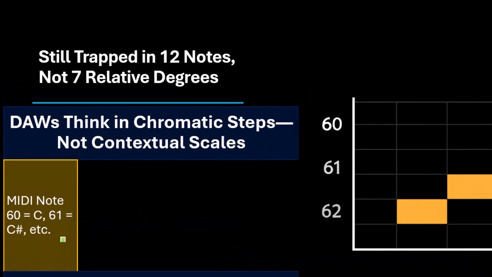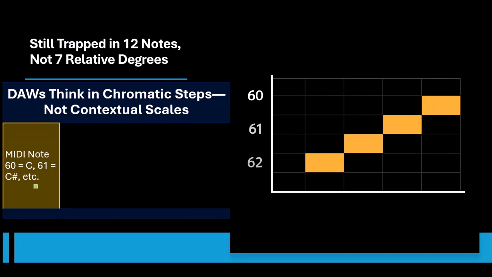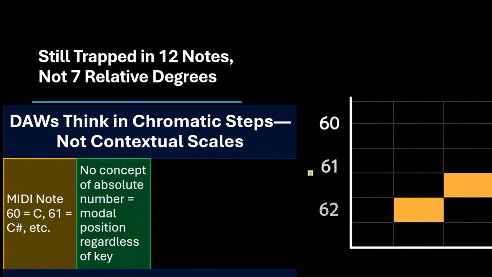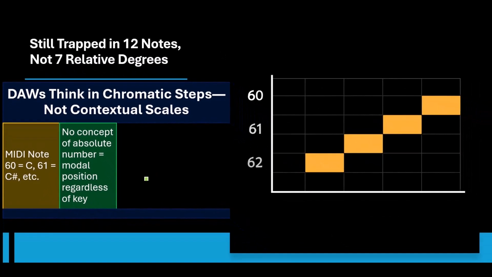So the MIDI notes are assigned with numbers. Now these numbers are great for background numbers. They're not really what we want to memorize as musicians. There would be a better number system for us to number, which would be like the Nashville numbers, or an absolute number for the notes starting from 0 or 1 to 12. No concept of absolute number, modal position regardless of key. This is amazing that we have modern day computer systems that don't do this. They don't see it by relative position.